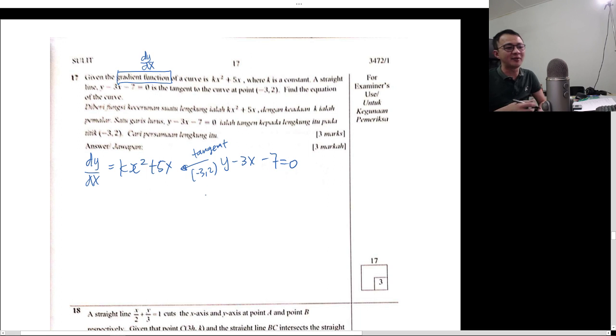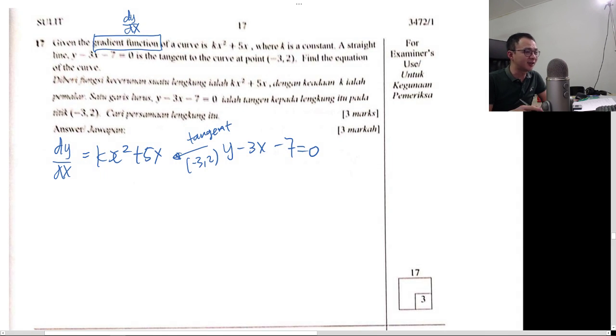This might be the question some of you asked me about just now. Whenever you see a tangent, it tells you one very important thing in this topic: the gradient of the tangent will always equal dy/dx. The gradient of the tangent you can normally get from the straight line, y equals mx plus c.